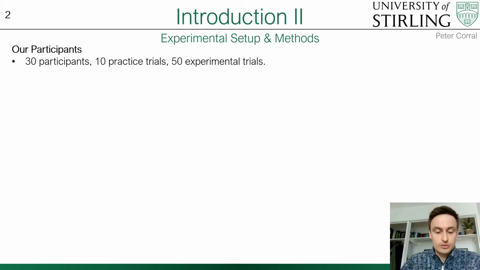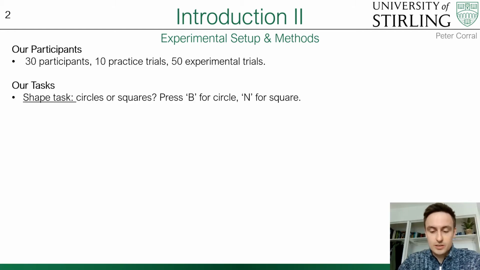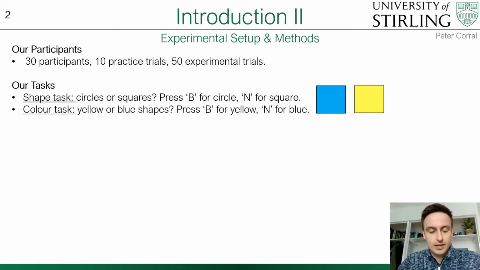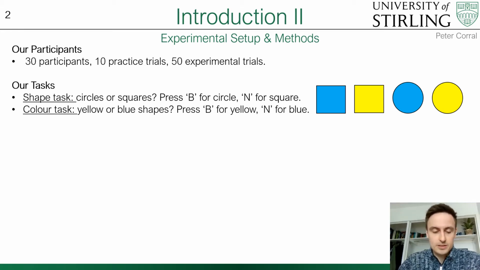In our queued task switching study, participants were presented with two tasks, a shape task and a colour task, both with congruent and incongruent stimuli. Participants were also given cues before each trial in the tasks, which indicated if the next task would be shape or colour. In total, 30 participants performed 10 practice trials and 50 experimental trials each.